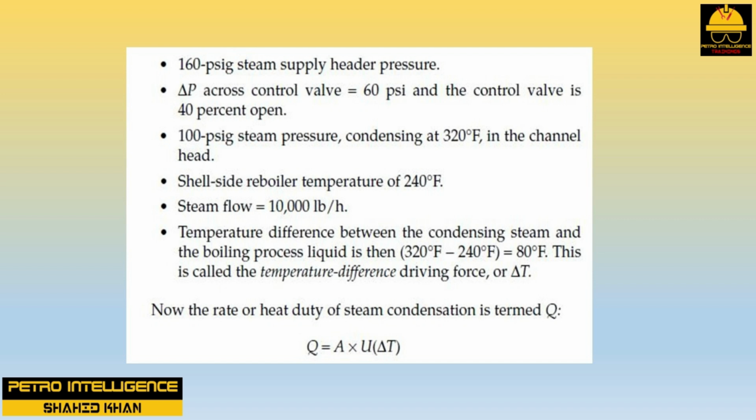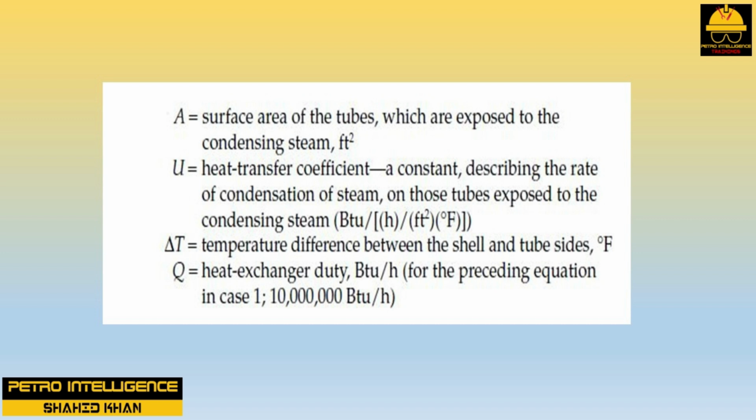Now the rate or heat duty of steam condensation is termed Q equals A times U times delta T, where A equals surface area of the tubes, which are exposed to the condensing steam, in square feet. U equals heat transfer coefficient, a constant, describing the rate of condensation of steam on those tubes exposed to the condensing steam, BTU per hour per square foot per degree F. Delta T equals temperature difference between the shell and tube sides, degrees F. Q equals heat exchanger duty, BTU per hour, for the preceding equation in case 1, 10 million BTU per hour.